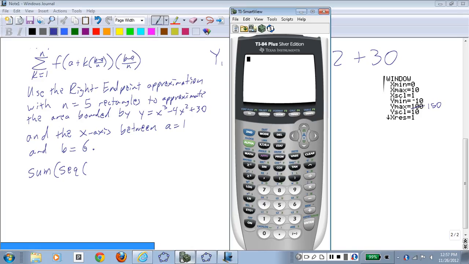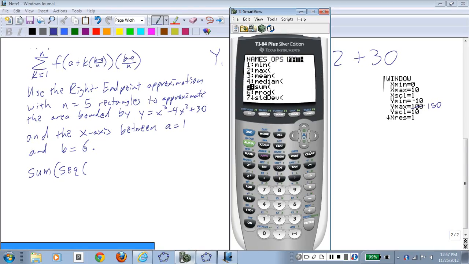Where do you get the sum? The sum, it's where it is on the calculator. Again, it's second list on the stat button, and then the right arrow 2 times. Right arrow 2 times to get there, to the math menu, and then it'll be number 5.